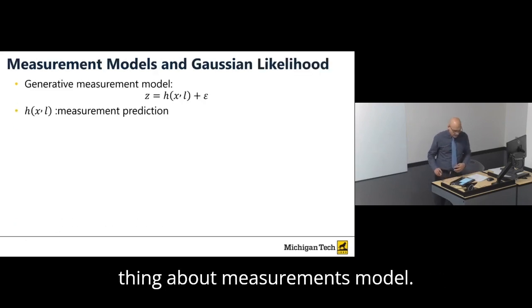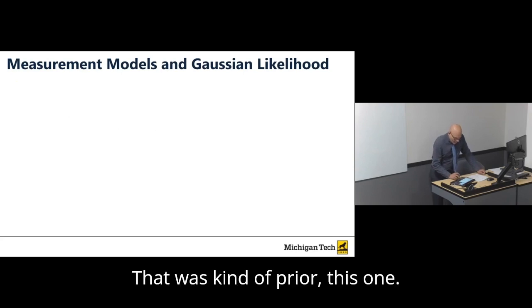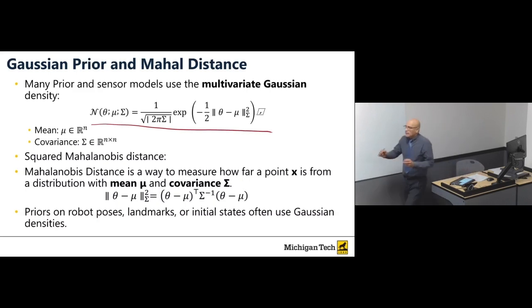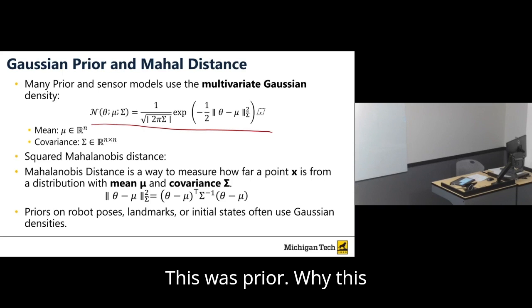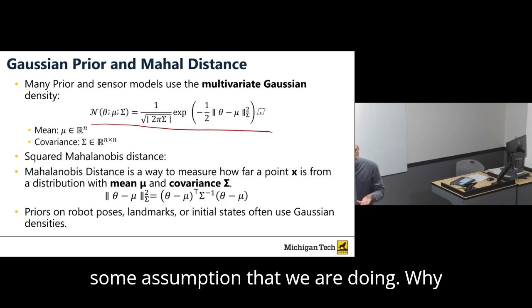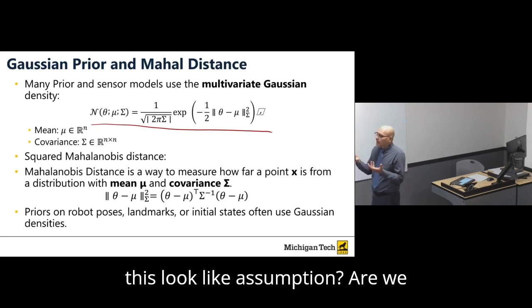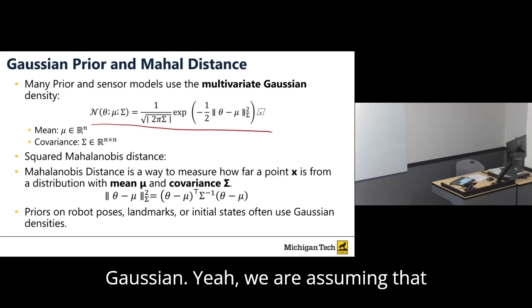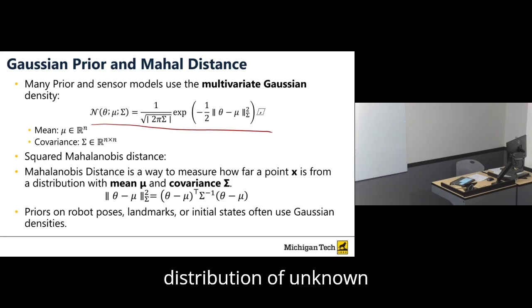Another thing is about the measurement model. That was kind of prior, this one. Why was this a prior? Why does this look like a prior? A prior is some assumption that we are making. Are we assuming something? We're assuming it's in the Gaussian distribution. Yeah, we are assuming that the distribution of unknown x is Gaussian.